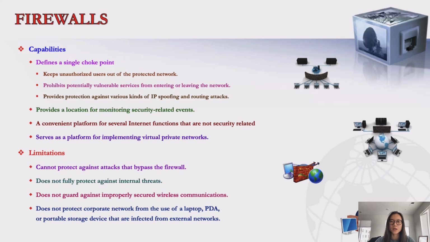Audit and alarm are implemented on the firewall system. In addition, a firewall is a convenient platform for several internet functions that are not security-related, including a network address translator, which maps local address to the internet address, and a network management function, which audits and logs the internet usage. Finally, a firewall serves as a platform for implementing virtual private networks.